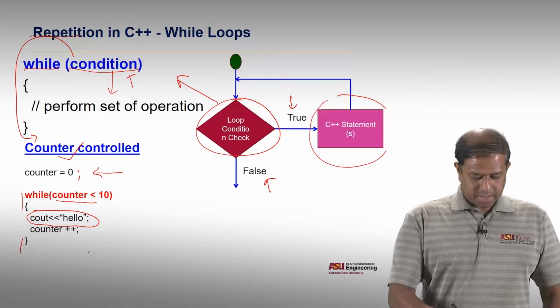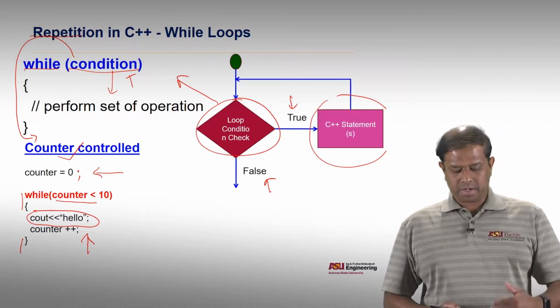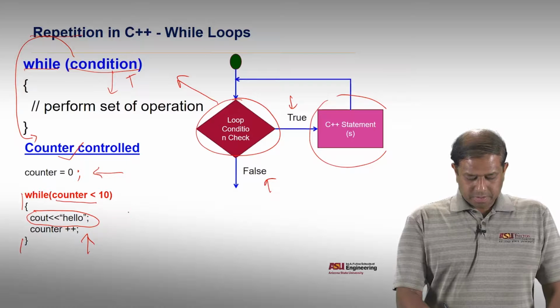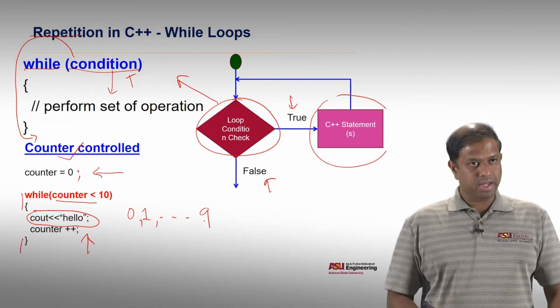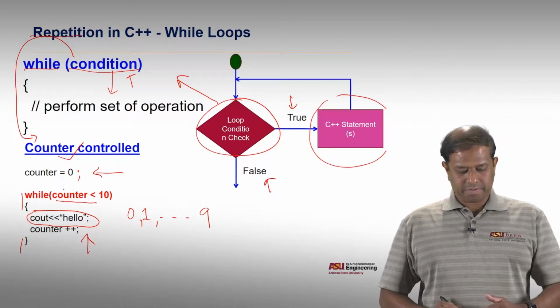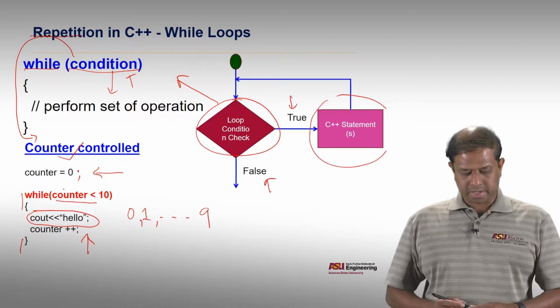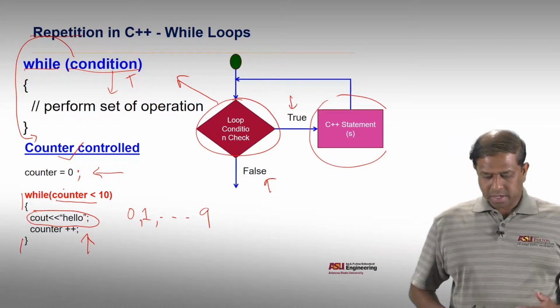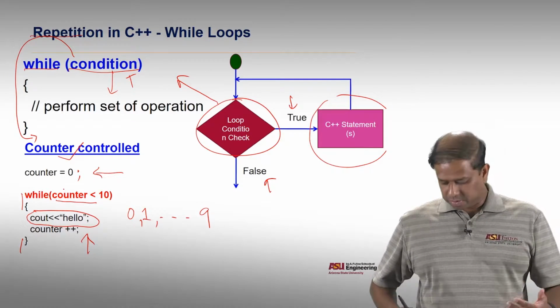During the process we keep on incrementing the counter by 1. So the counter goes from 0, 1, up to 9. That's 10 times. When the counter value is 10, then 10 less than 10 is false, so we are done with this operation, right? That's pretty much how the counter controlled while loop works.